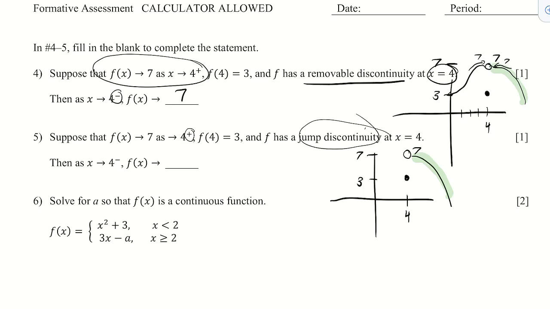Then as x goes to 4 from the left-hand side, they're trying to figure out, is it actually going to 7 or is it coming to 3? But since we say that this is a jump discontinuity, that means that it is not going to start from there, right? It's not actually going to be from there, because if it was, it would be considered to be removable.